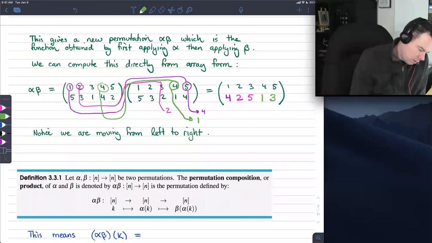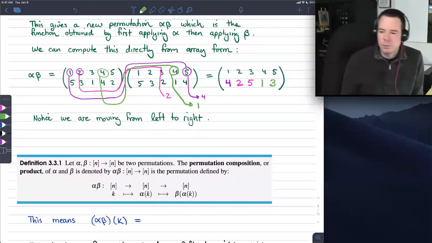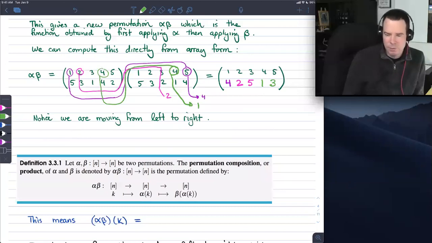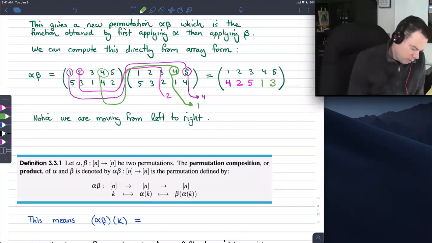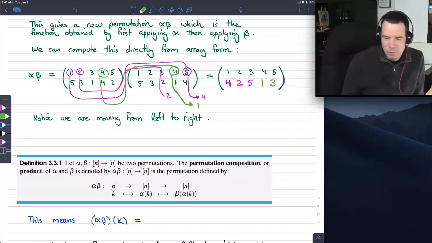And so this is our definition for how we are computing the product of two permutations. We call it the composition or the product. If I have two permutations, alpha and beta, I can form their product, alpha beta, by doing the following. I start with any particular value for the input k, and I see where it goes under alpha, that's alpha of k, and then where it goes under beta, that's beta of alpha of k.